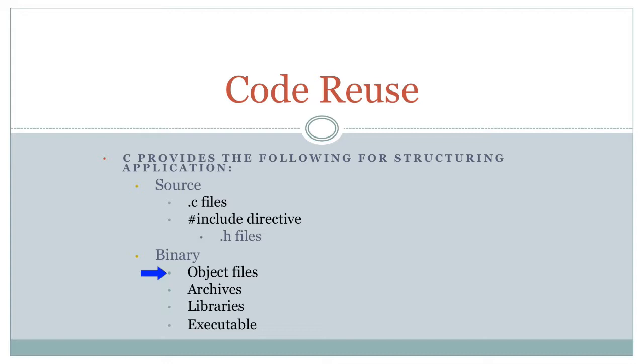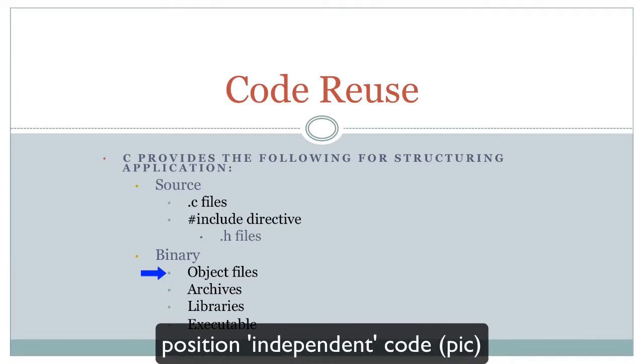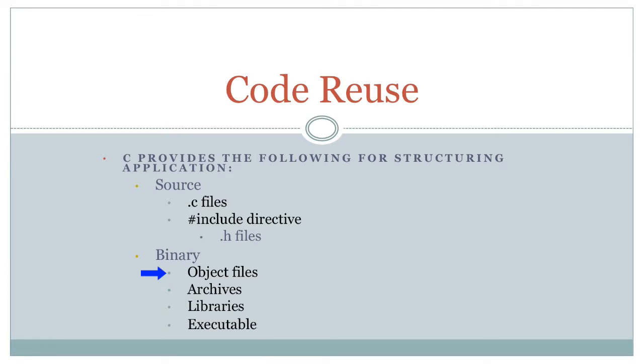But there's this intermediate binary format that does include the source code in a platform dependent manner and a position independent code. And what it means is that it's not tied to where it should be located in memory. Now, if all this sounds too much and too foreign, don't worry about it. I'm going to move on, but just say object file is this intermediate format that can be used to make executables. They also have archives, and these are usually .a files, and you just take a bunch of object files and you put them in sort of like a zip. You can ship libraries that way also.